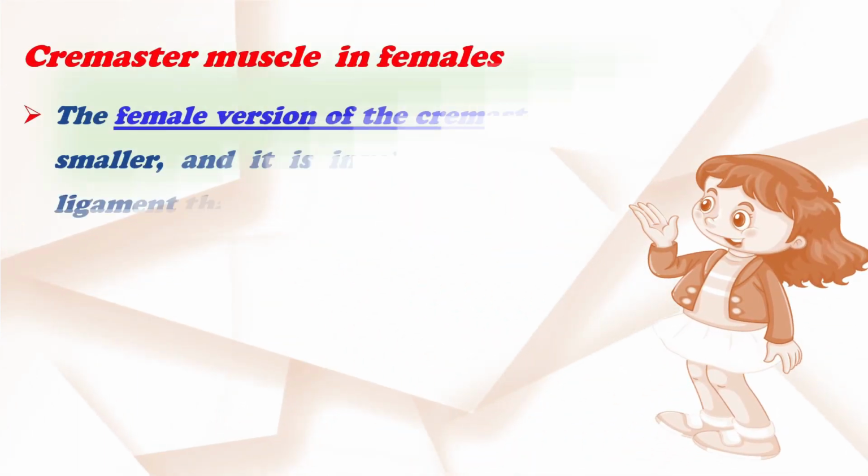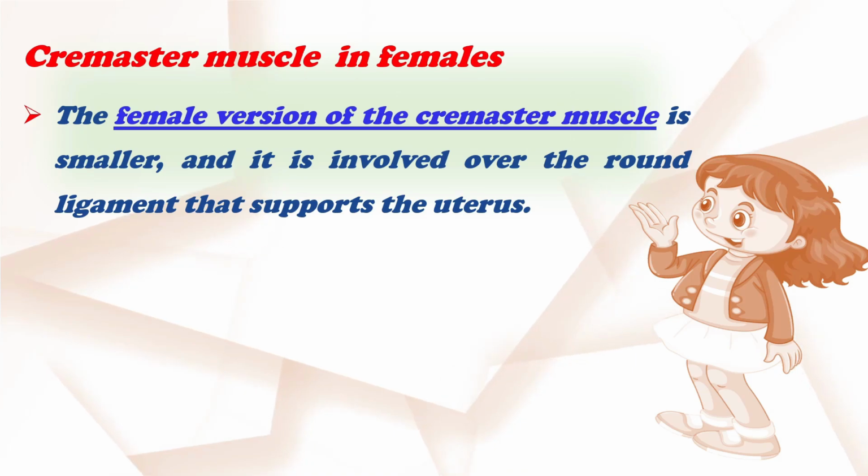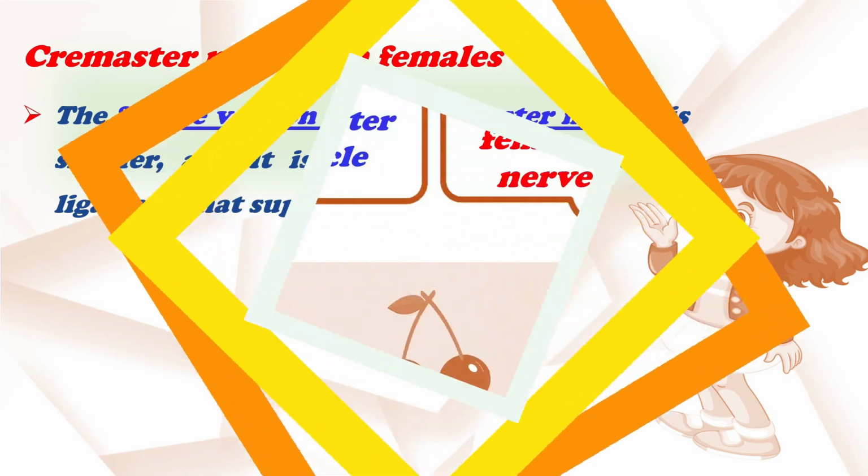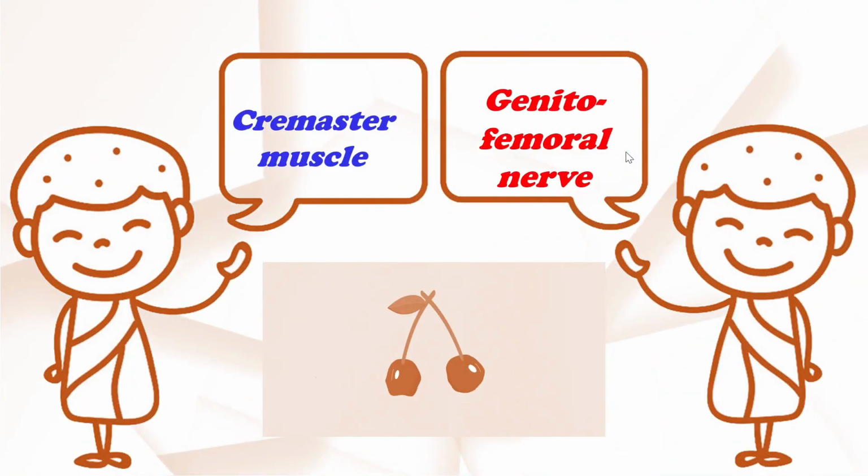Now, the fascinating inquiry is, what happens to the cremaster muscle in females? In females, the cremaster muscle is more involved over the round ligament, which is responsible for providing support to the uterus. This muscle is smaller than its male counterpart. I trust that my explanation of the distribution, nerve supply, and functioning of the cremaster muscle was clear to you all. The cremasteric reflex is the next component of this subject that has to be addressed.